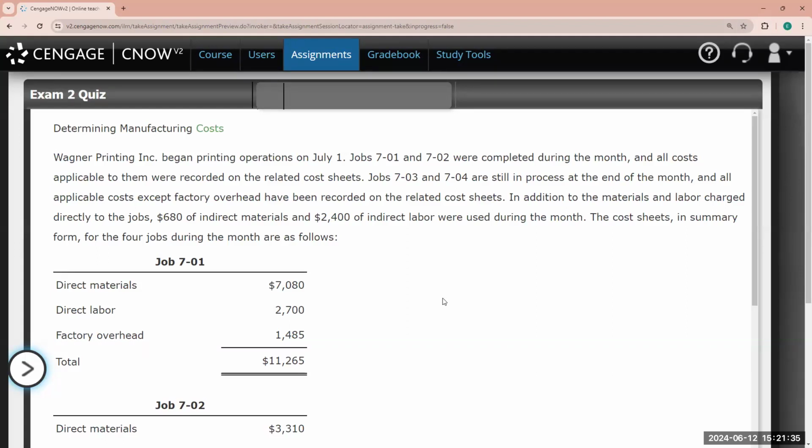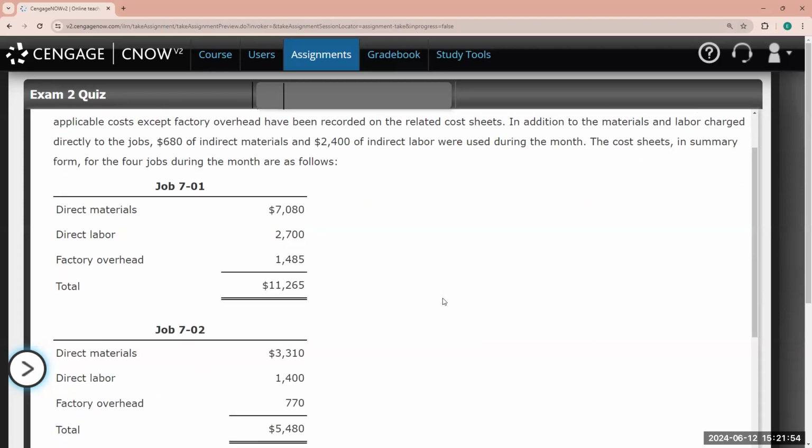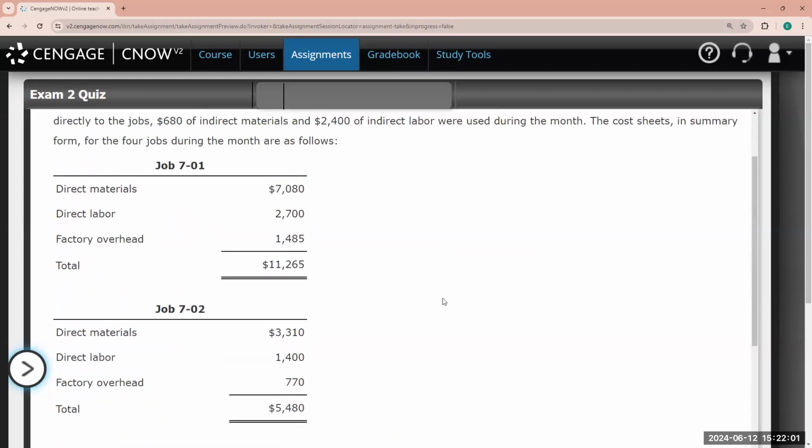In addition to the materials and labor charged directly to the jobs, 680 of indirect materials and 2,400 of indirect labor were used during the month. So we have the summary form of the 4 jobs. So here we have job 701, job 702, 703, and 704. So we know 701 and 702 are totally completed.